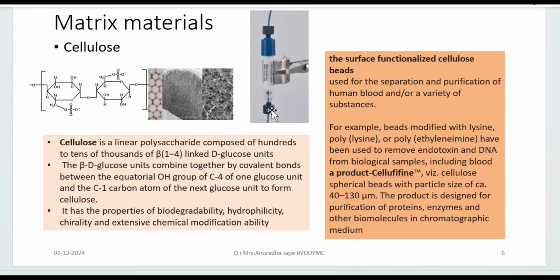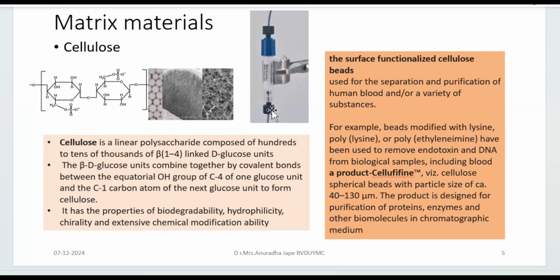So biodegradability is one of the very important properties of this. Hydrophilicity, chirality, and of course it can be modified depending upon the requirement of the process. So you can add certain functional groups, selective groups onto it and modify the column depending upon the analyte to be used or separated. So the analyte will dictate what kind of modification of the cellulose bead is to be done so that adsorption on the column is better and elution would give you a good amount of pure analyte.